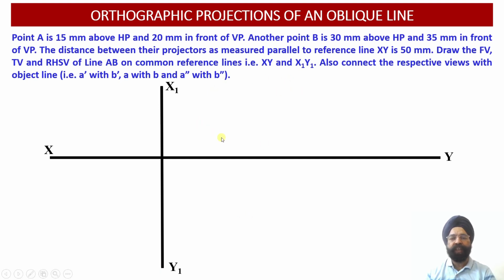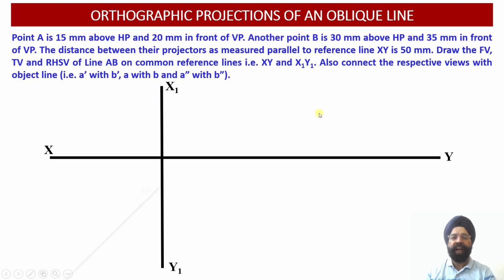The front view projections, in first angle projections when the object is lying in quadrant number 1, will be drawn above the XY reference line. So the front view of the object will be drawn above the XY reference line. The top view of the object or the line will be drawn below the XY reference line, and the right hand side view projections of the line will be drawn on the left hand side of the front view.